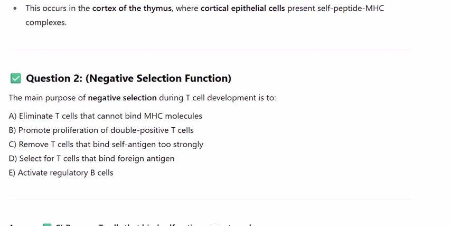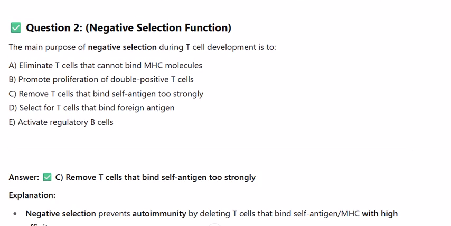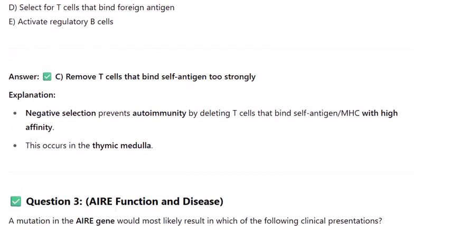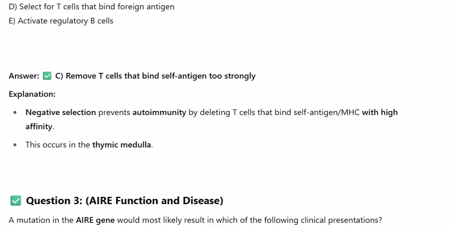Question 2. Negative selection function. The main purpose of negative selection during T cell development is to A. Eliminate T cells that cannot bind MHC molecules, B. Promote proliferation of double positive T cells, C. Remove T cells that bind self-antigen too strongly, D. Select for T cells that bind foreign antigen, E. Activate regulatory B cells. Answer: C. Remove T cells that bind self-antigen too strongly. Explanation: Negative selection prevents autoimmunity by deleting T cells that bind self-antigen MHC with high affinity. This occurs in the thymic medulla.